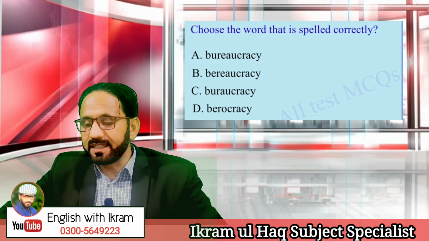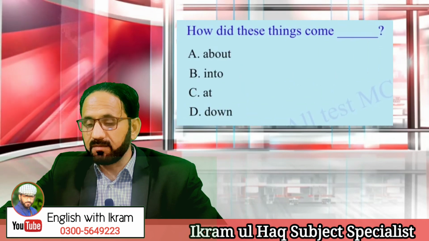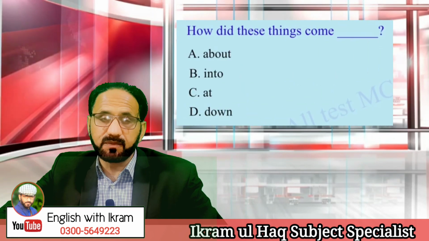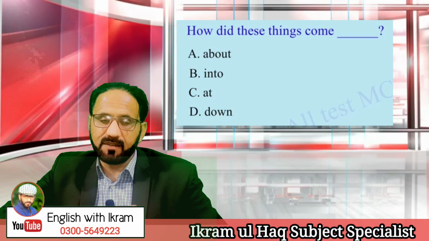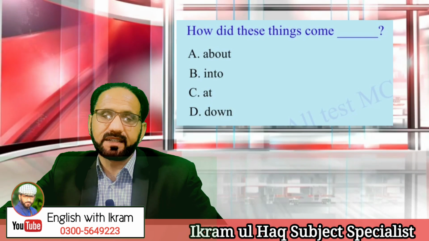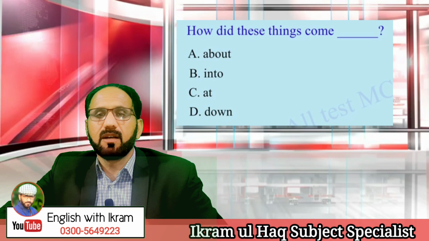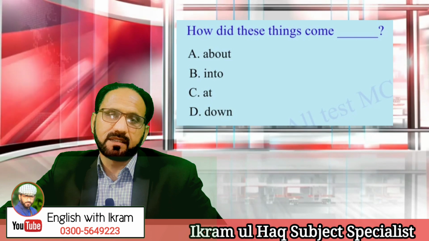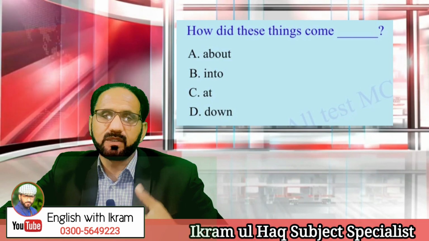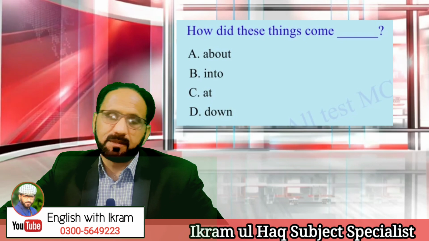How did these things come dash? Come about, come into, come at, come down. Verb phrases. Again the same thing. I have discussed different verb phrases, different kind of phrases. ये भी आपके टेस्ट में इस तरह के क्वेश्चंस भी आते हैं. मैंने एक एग्जाम्पल के लिए उठाए. आपको इस तरह की चीज़ें तैयार करनी है अपने पेपर के लिए.